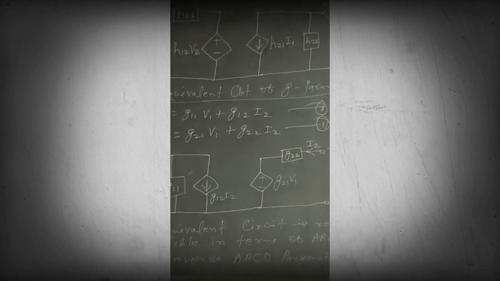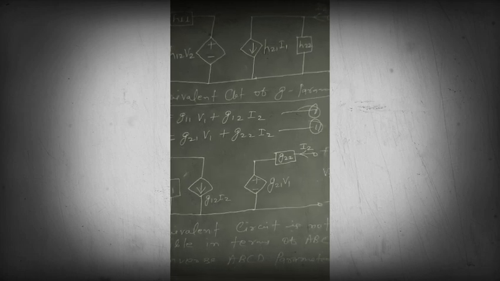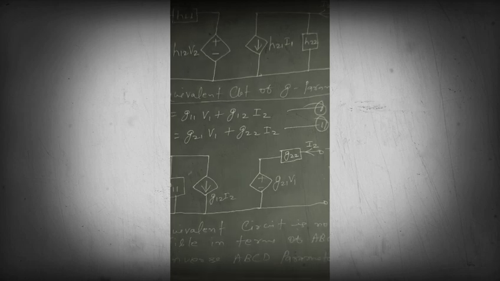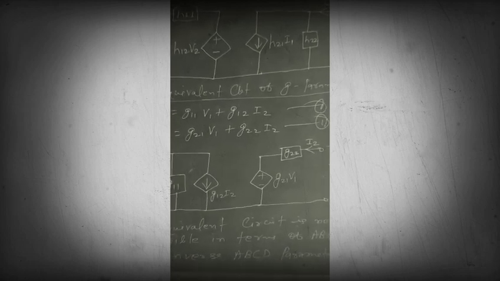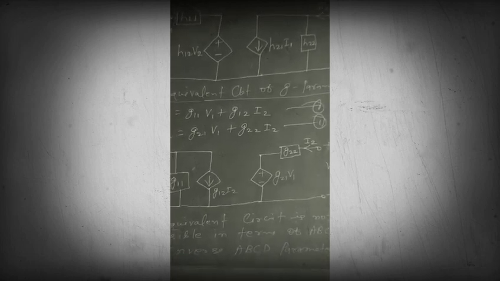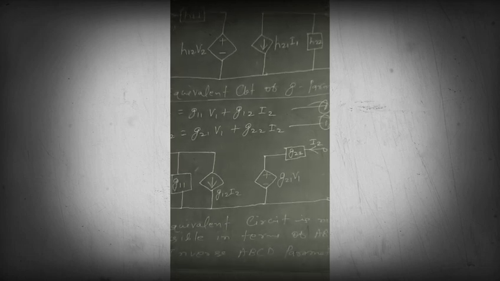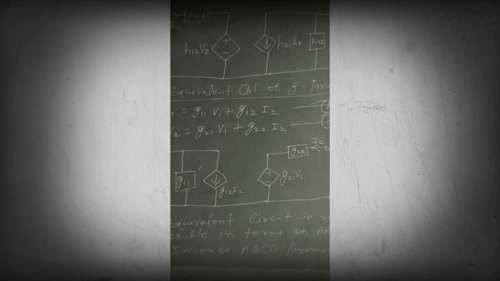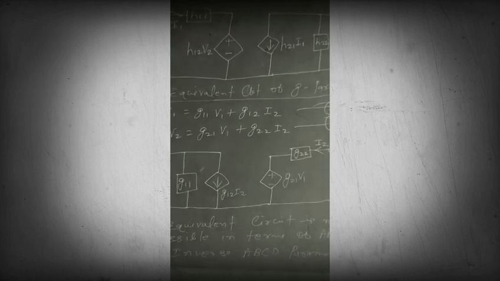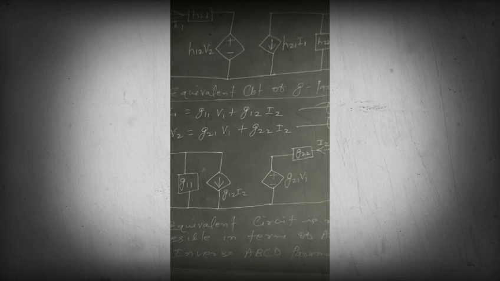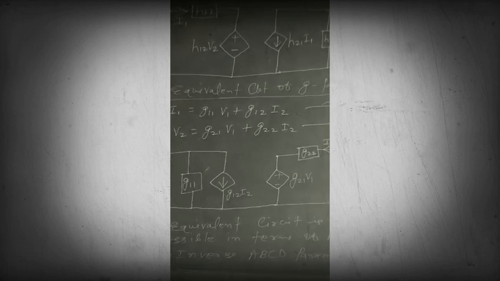We can conclude from these four parameters that whenever you see a current on the LHS, the network is going to be represented by parallel branches, and when you have a voltage on the LHS, you have to represent the equivalent circuit in terms of series branches.